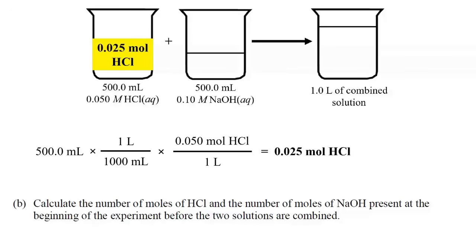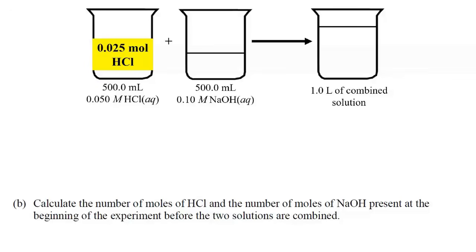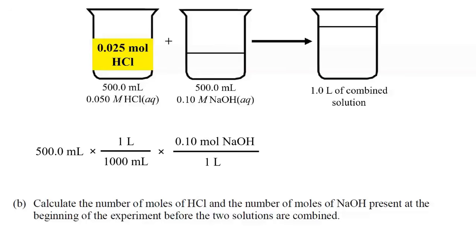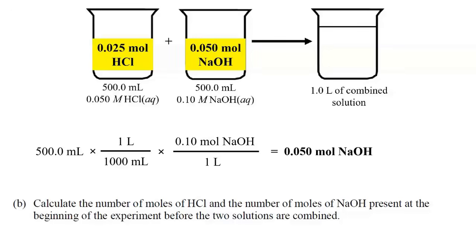Let's repeat that calculation using 500 milliliters of 0.10 molar sodium hydroxide. Again, we have half a liter, so 500 divided by 1,000, and then multiplied by the molarity, 0.10 moles of sodium hydroxide per liter. So 0.5 times 0.1 is equal to 0.050 moles of sodium hydroxide. Notice that these two quantities do not equal each other. So there is going to be an excess reactant as well as a limiting reactant in this reaction.